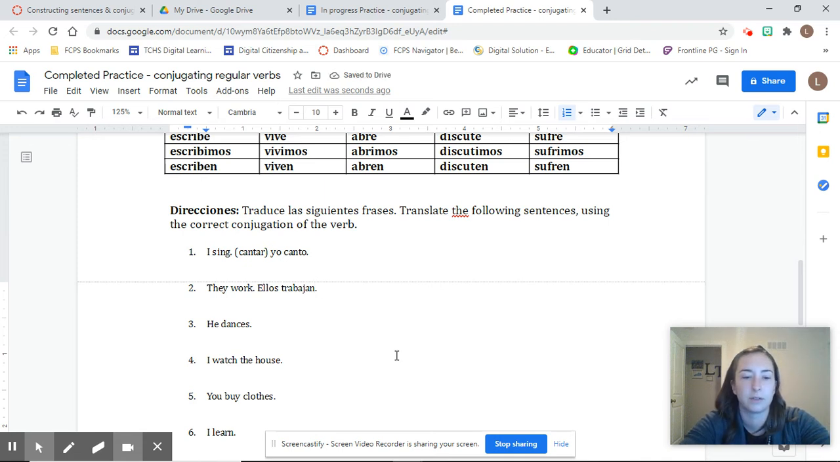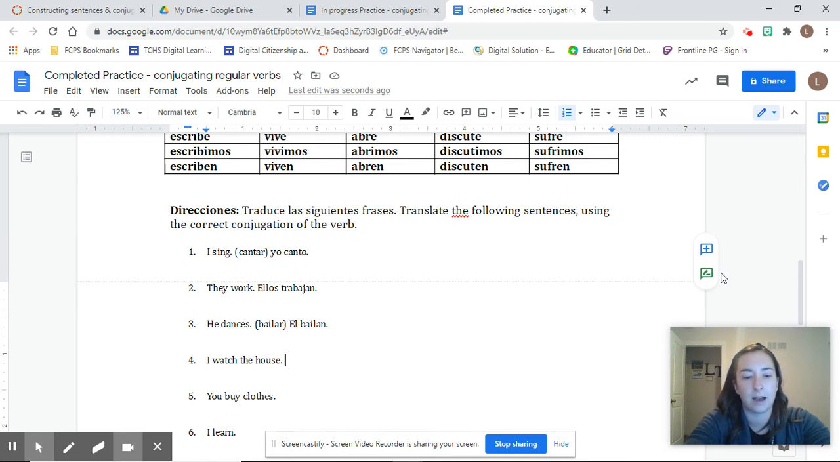Don't let it autocorrect you. But sometimes we can add more to the sentence. He dances. We also didn't do this one. Dance is bailar. Él baila. I'm just doing these really quickly because I don't want this video to be crazy long, but make sure you've tried them on your own and make sure you can go up and use those charts to help you conjugate.